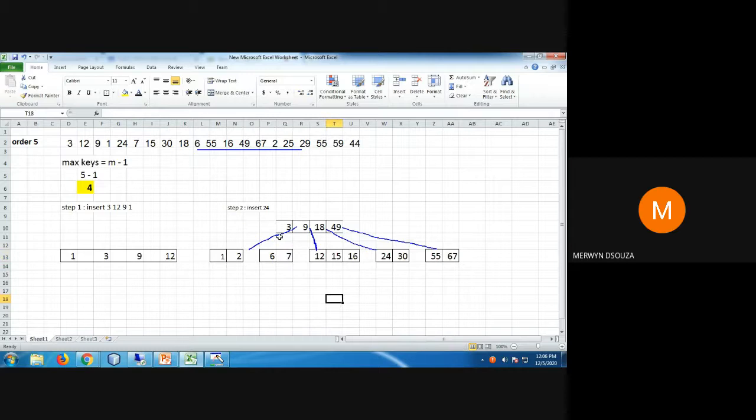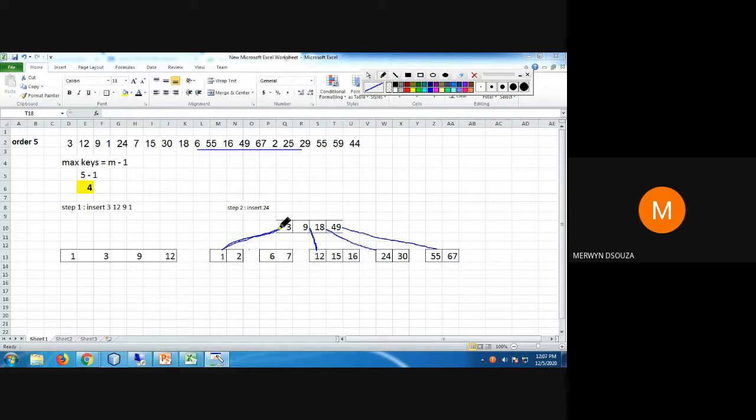Again, like I told you, you have to rearrange these branches. These 2 values are less than 3, so you will place the branch before 3. These 2 values are greater than 3, less than 9, so the branch will be here. The rest of the branches do not change.